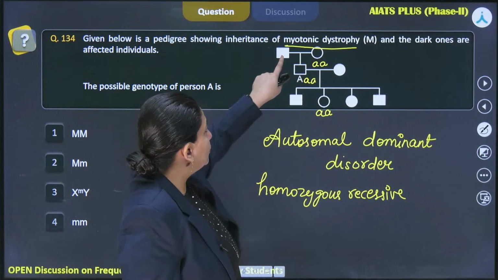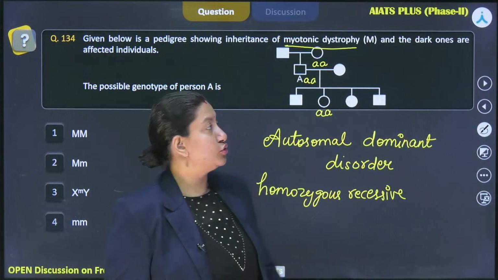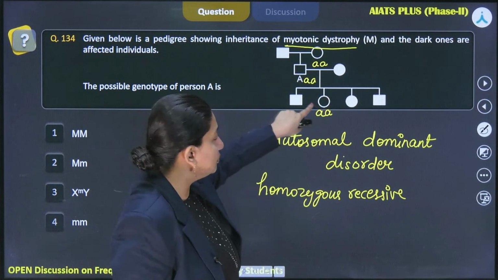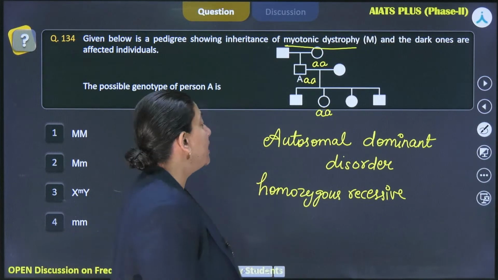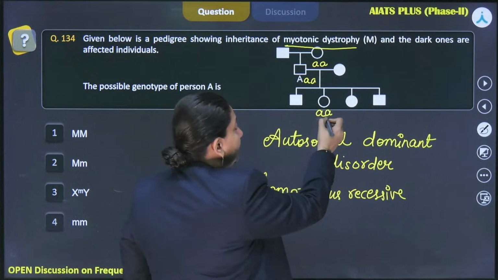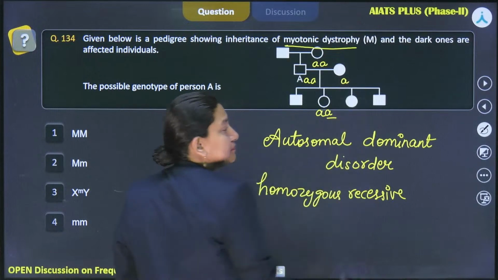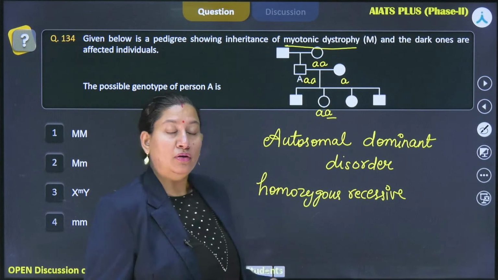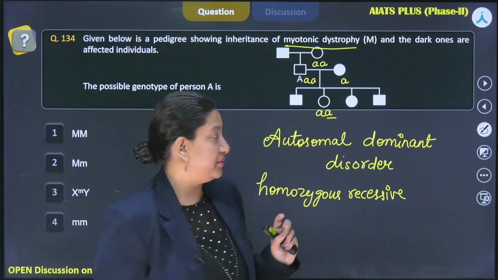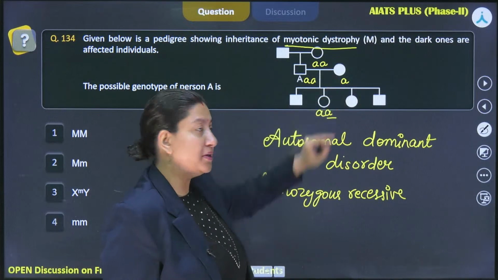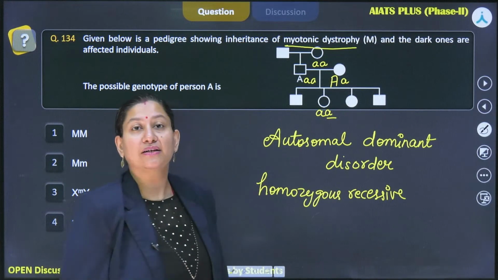Now how are we going to decipher the genotypes of these individuals? This particular female, being homozygous recessive for this trait, must have received one small a allele from the father and one from the mother, because an individual gets one allele from each parent. So over here one allele must have come from here. This particular female, the affected one, is going to be heterozygous for the trait, right?